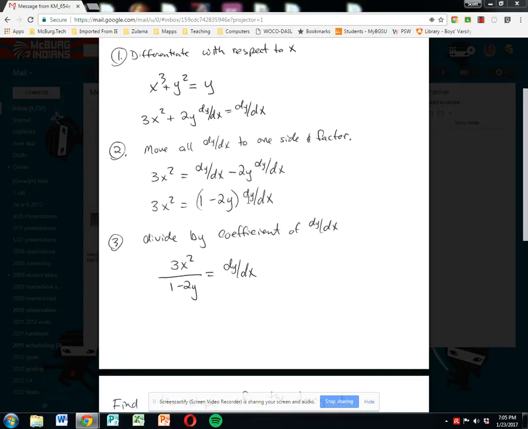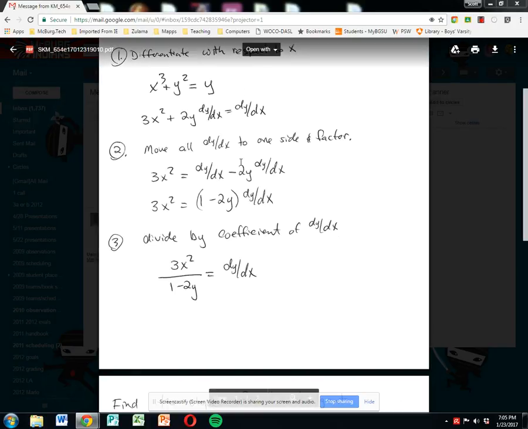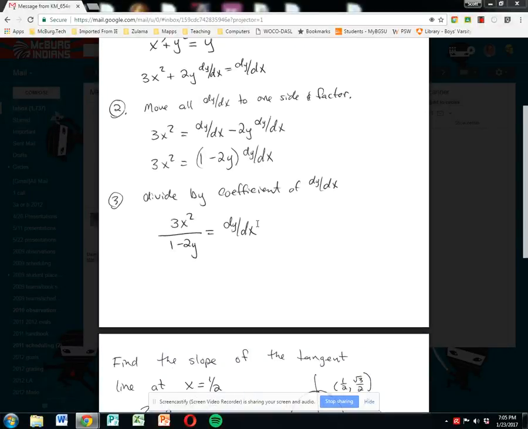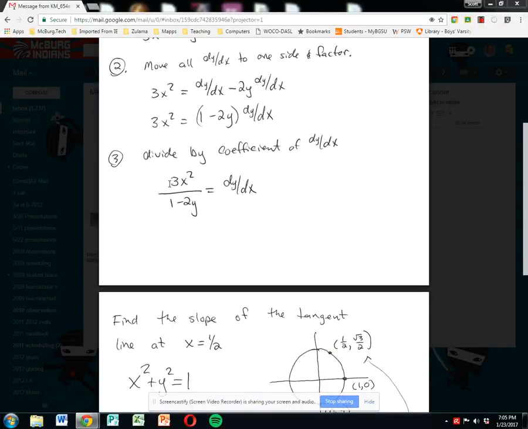Second step is we push all the dy dx terms to one side of the equation, and if we needed to push other terms to the other side of the equation, basically we isolate the dy dx terms, we move them to one side, and then we factor out. Once we factor out, same as we have since Algebra 1, we divide both sides by the coefficient of dy dx. So in this particular case, dy dx is equal to 3x squared over 1 minus 2y.